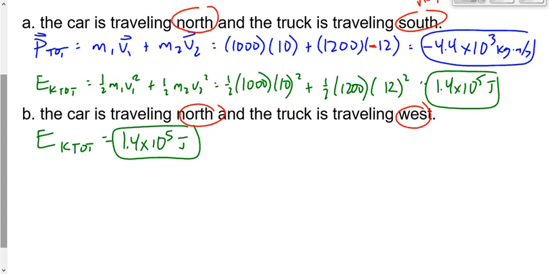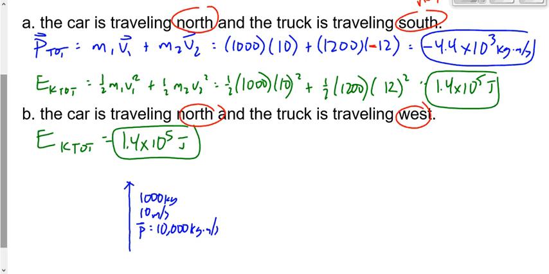We have to add vectors, just like we did in A. But we're going to do it a little differently. How are you going to add these vectors? Yes. Let's draw a picture. Let's say that we have a momentum to the north. We've got a mass of 1,000 kilograms. We've got a velocity of 10 meters per second. That gives us a momentum of what, 10,000 kilograms meters per second.